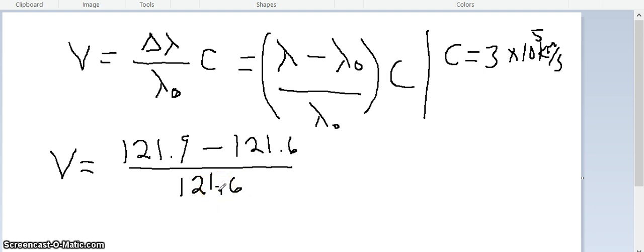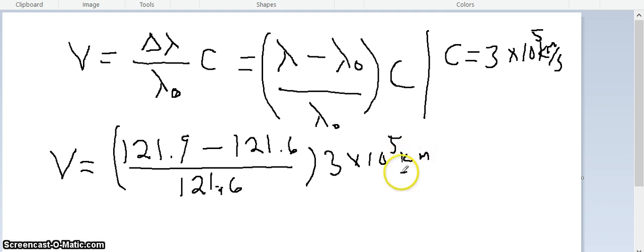And then times the speed of light in kilometers per second. So this is just a fraction, right? But notice another thing. I'm leaving it in nanometers because the numerator and the denominator are both already in nanometers, and the nanometers cancel, so it's just going to be some fraction times 3 times 10 to the 5th kilometers per second.